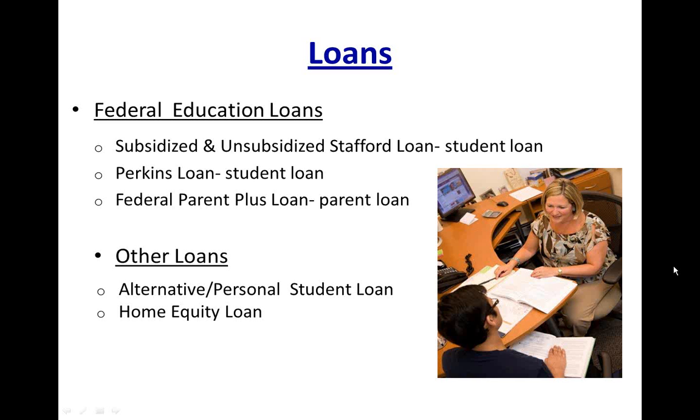Loans. The federal education loan programs are comprised of the subsidized and unsubsidized Stafford loans. These are student loans. The federal Perkins loan, again a student loan, and the federal Parent Plus loan, the parent loan. Other loans families may consider to help pay for college are alternative or personal private student loans and home equity loans.